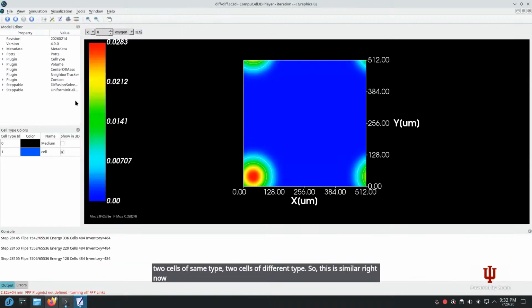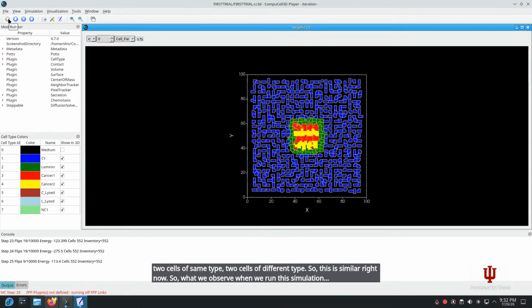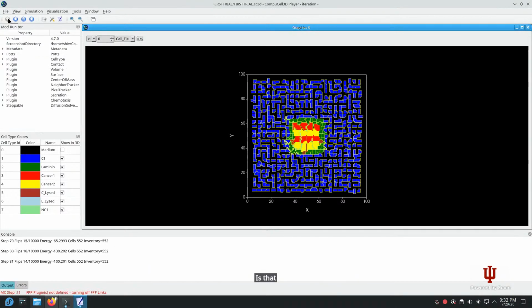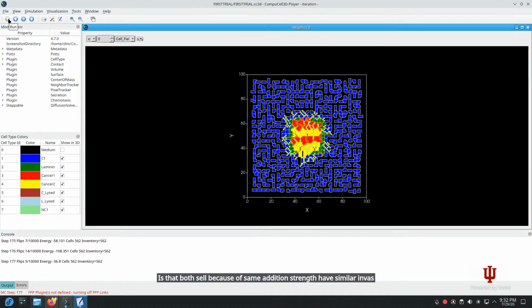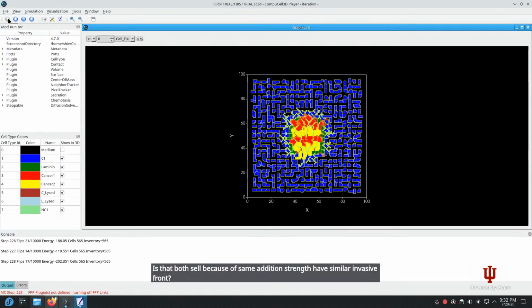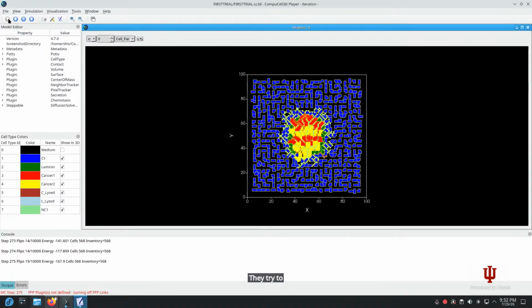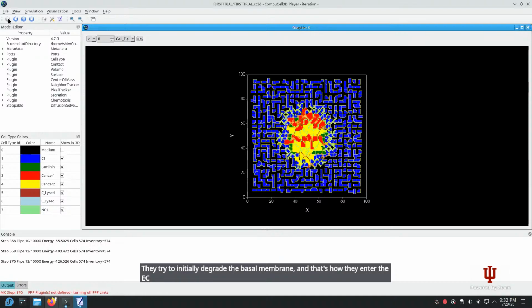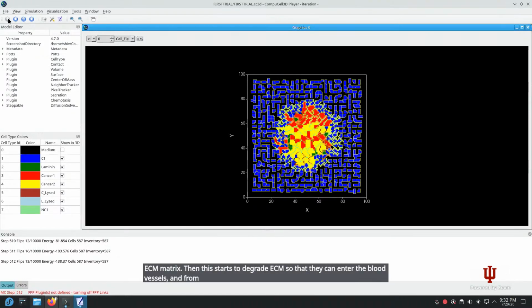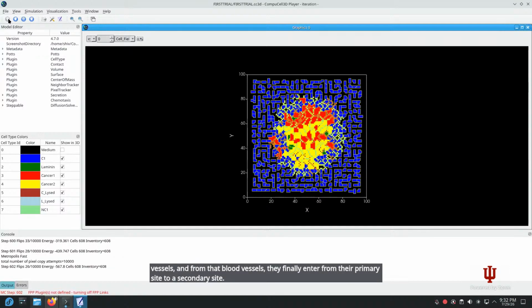So what we observe when we run this simulation is that both cells, because of the same adhesion strength, have a similar invasive front. They initially try to degrade the basal membrane, and that's how they enter the ECM matrix. Then they start to degrade the ECM so that they can enter the blood vessels, and from the blood vessels they finally move from their primary site to a secondary site. This is a basic model.